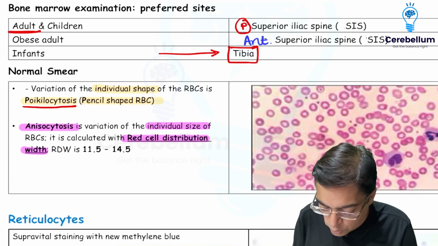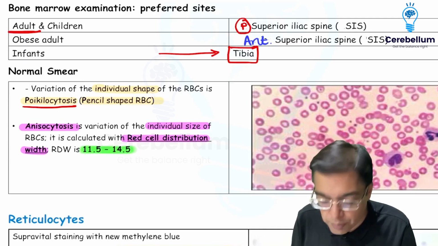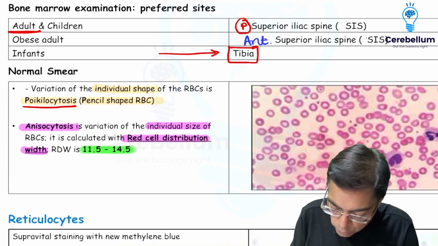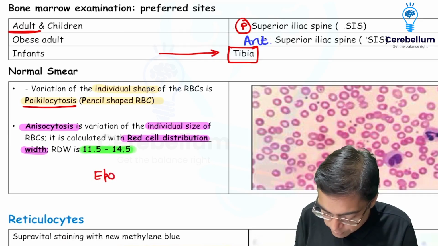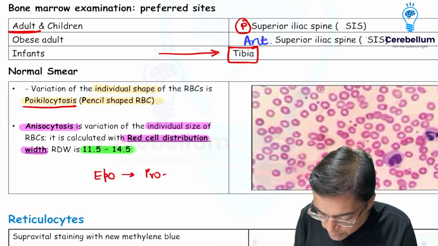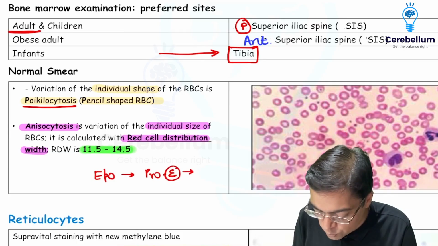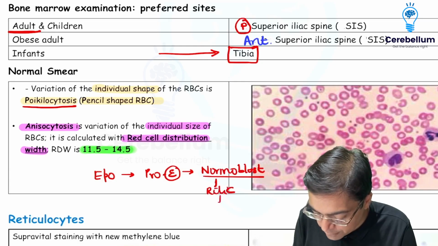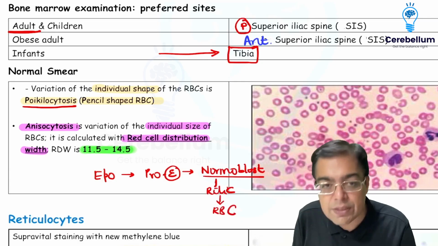The normal value of the red cell distribution width is between 11.5 to 14.5. The process of erythropoiesis takes place under the influence of a hormone called erythropoietin. This erythropoietin hormone acts on a precursor cell in the bone marrow which is given the name of a proerythroblast. This gives rise to the erythroblast. Then we have the formation of a normoblast. Normoblast gives rise to cells called reticulocytes. And finally, we get formation of mature RBCs.